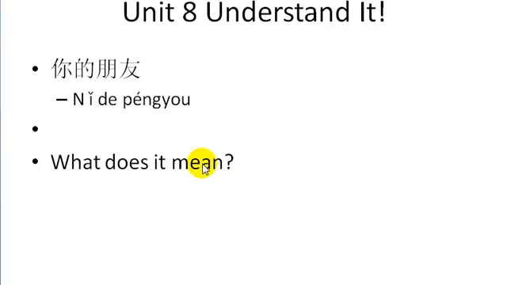And then 你的朋友. Alright, that's pretty straightforward. Write down what you think that means. I'm sure you came up with your friend. 你的朋友.